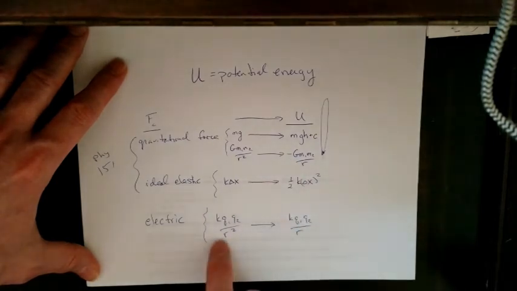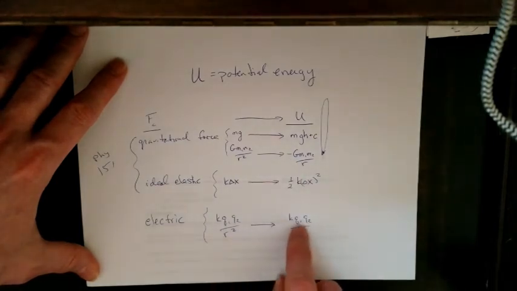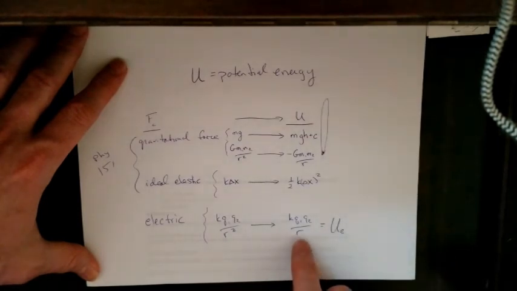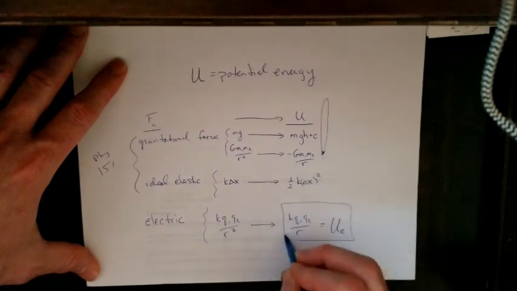But this is attractive when the signs are opposite, and so the minus sign will pop into one of the two charges right here. But this, for this course, is the electric potential energy formula that we will know and love. Of course, you're going to love it. It's physics. But that's where we're going right there.